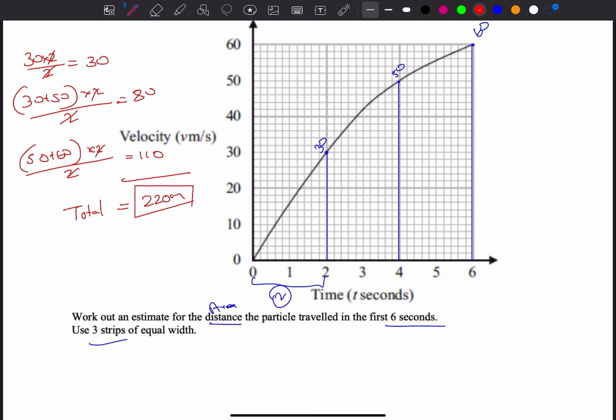Okay, make sure you read the numbers properly. You have to do it properly. There's no leeway on this. You have to get it exact. Okay.